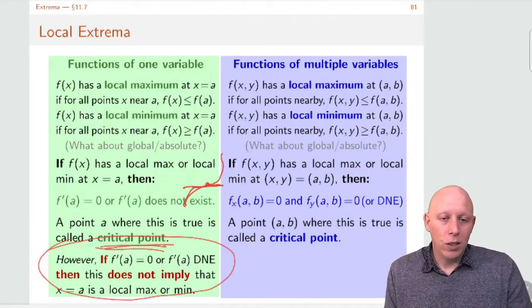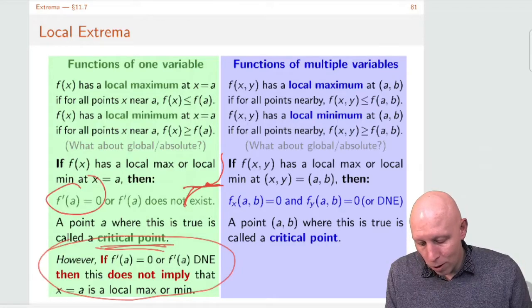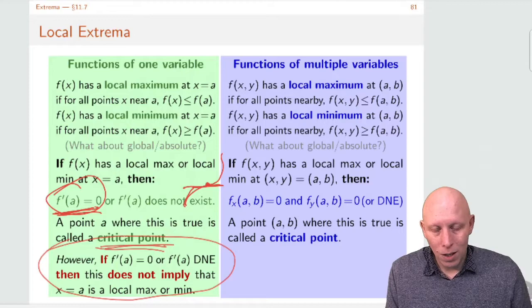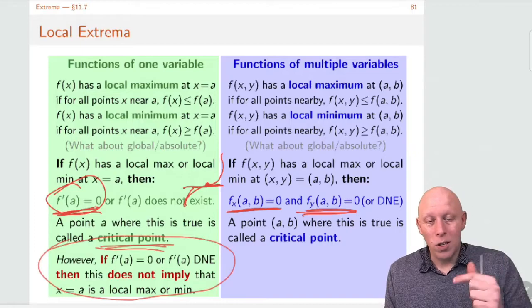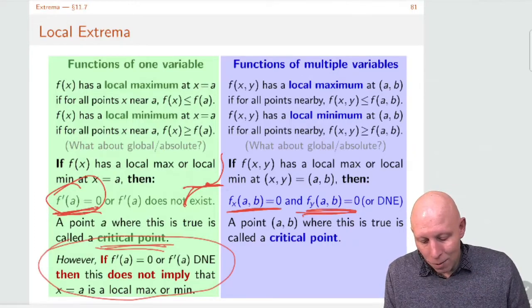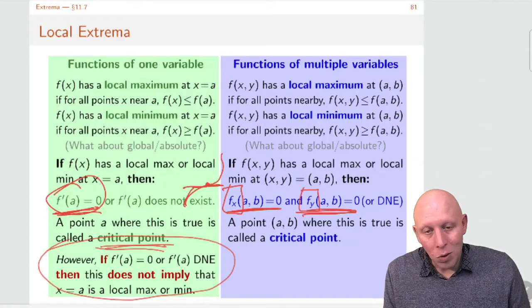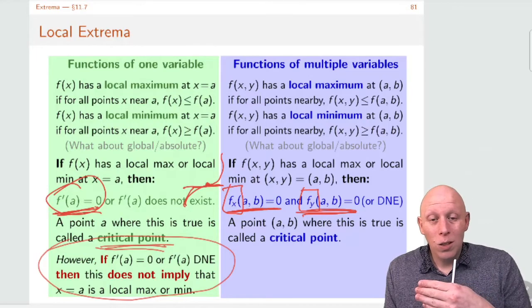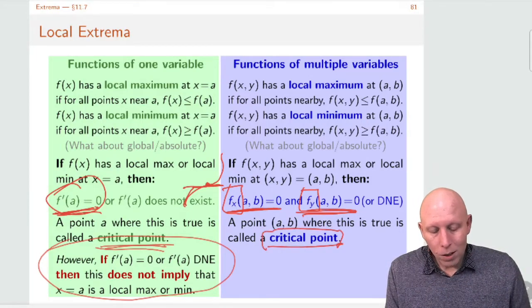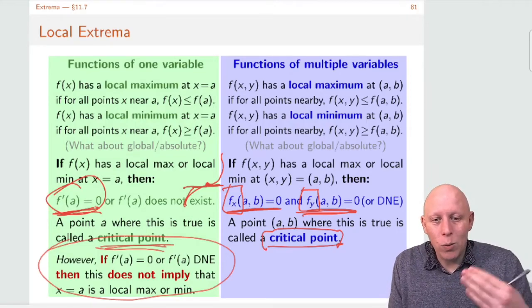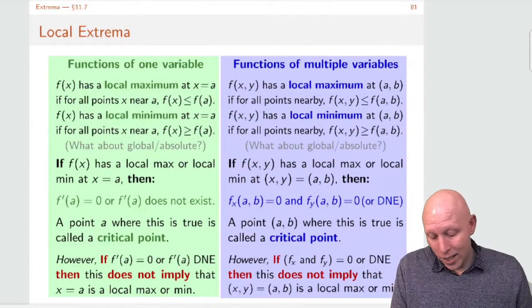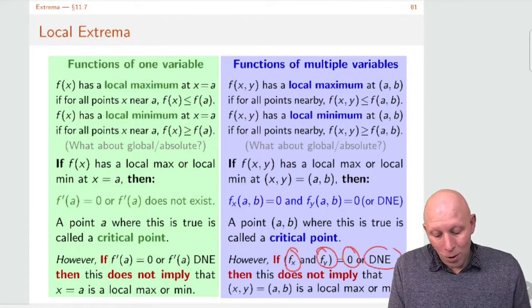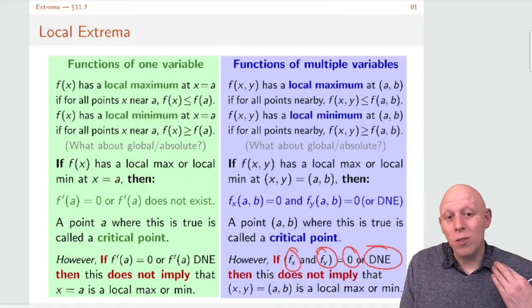Same thing is true when you're doing functions of multiple variables. Just like before, we needed the derivative to be equal to 0. In this case, we need both the x derivative and the y derivative to be either equal to 0 or not exist. So we take the partial derivative with respect to x and the partial derivative with respect to y, and find where those are 0 or not exist. Those are called our critical points, and those are going to be our testing points, the ones we try to see if they're the maxes or mins. But just like before, if both of them are equal to 0 or don't exist, that doesn't necessarily mean that you have found a local extreme.